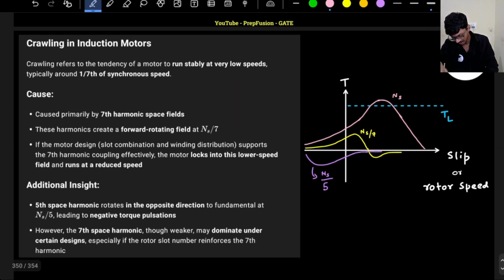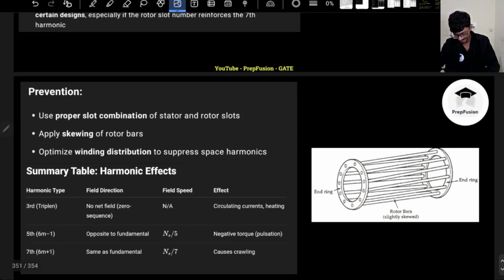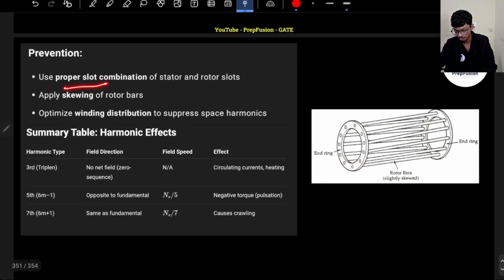Okay, cogging, I have already explained how it happens. So this is how you can prevent it: use proper slot combinations for cogging. Applying skewing can also help prevent it. So this is how we skew, right?